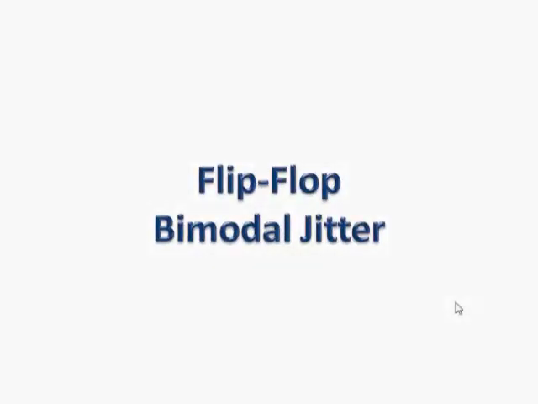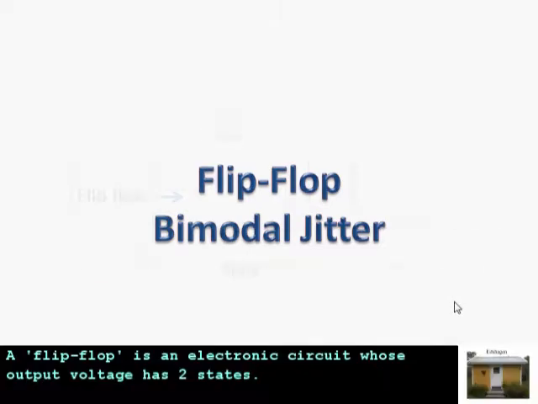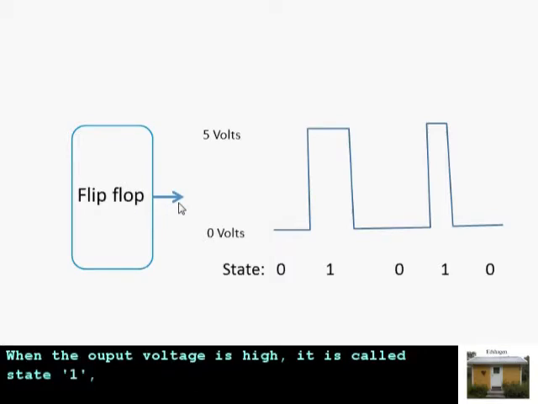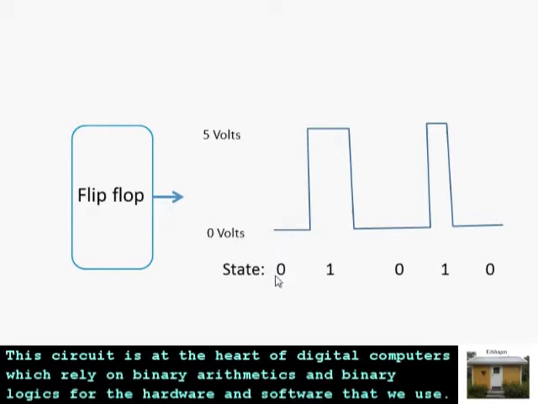Flip-flop or bimodal jitter. A flip-flop is an electronic circuit whose output voltage has two states. When the output voltage is high, it is called state 1. When the output voltage is low, it's called state 0. This circuit is at the heart of digital computers, which rely on binary arithmetic and binary logic for the hardware and software that we use.